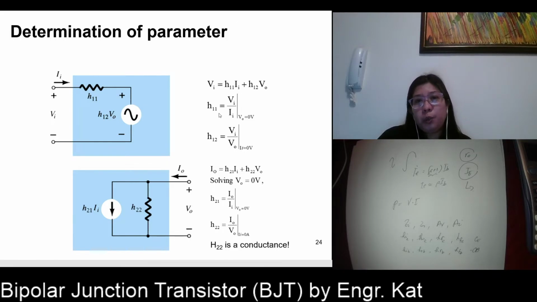Okay, so what is H11? This is a short circuit input impedance parameter. H12, this is an open circuit reverse transfer voltage ratio parameter. What is your H21? H21 is your short circuit forward transfer current parameter. And lastly, your H22, this is your open circuit output admittance parameter. Okay?